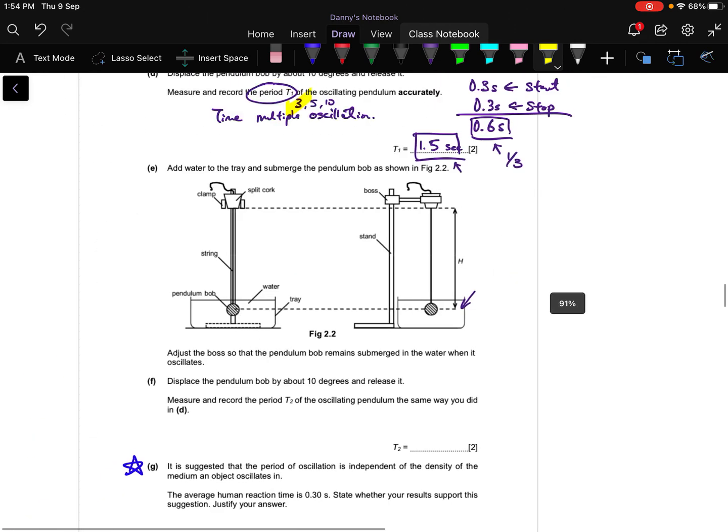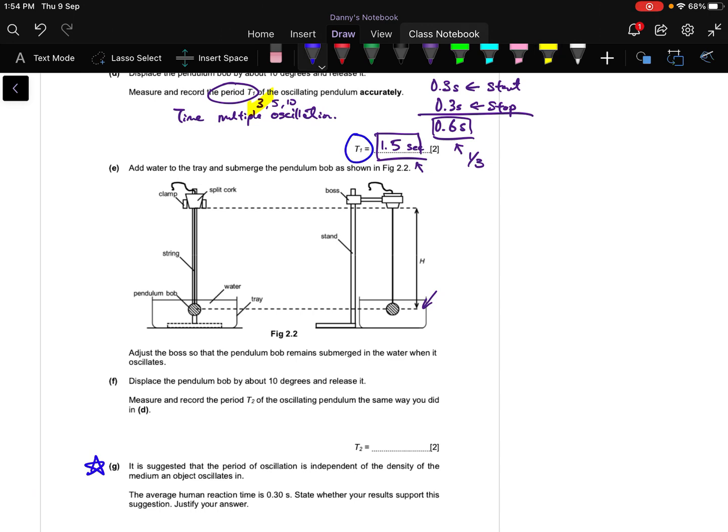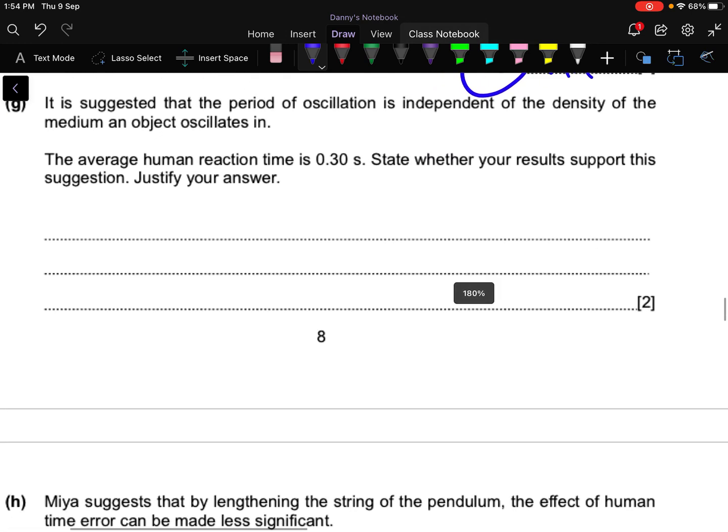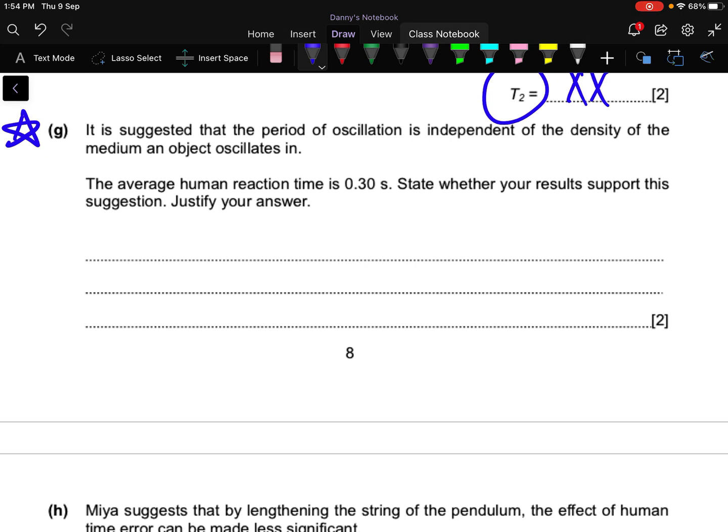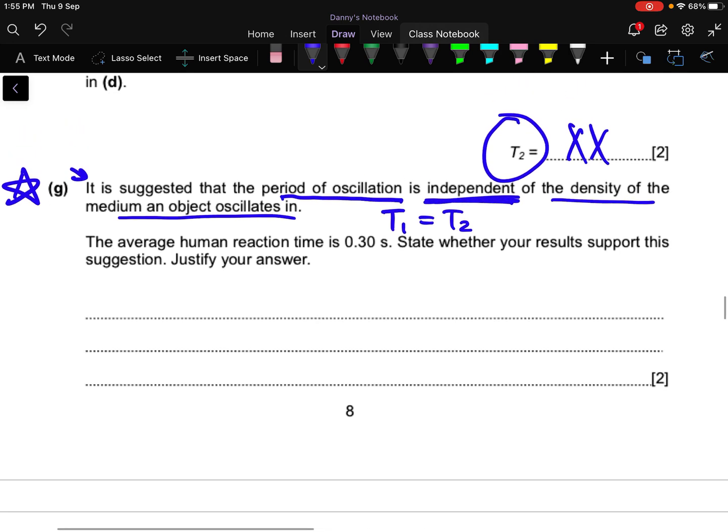After you have done this, you would have obtained some value for your T1 and you would have obtained another value T2, which is the period when the pendulum is swinging in water. Basically the question wants you to come to a conclusion whether or not the period of oscillation is dependent on the density of the medium. In other words, the statement here is basically trying to say that mathematically they believe that T1 should be equal to T2. This is the meaning of independent.